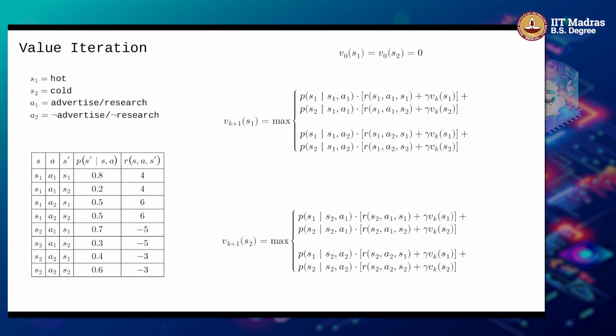Convergence has a specific criterion: the difference between successive value functions should be less than some theta. That is up to you to decide what the theta should be.